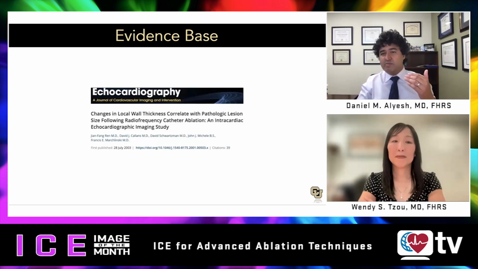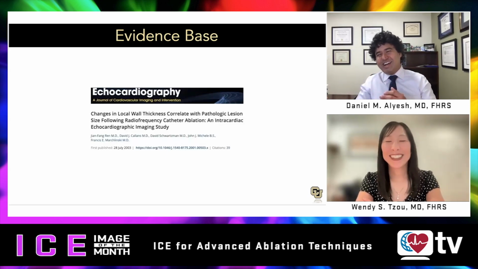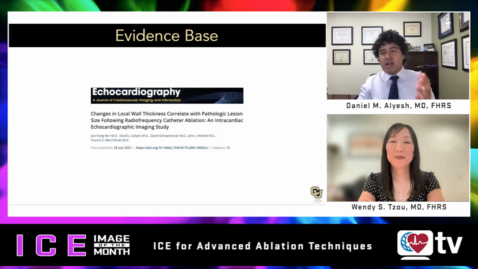And so it's a common practice amongst many circles to do this. And this is the evidence base for saying, hey, this does correlate with lesion size. The only issue I have with this paper would be that they probably flipped the ICE left and right, kind of like the way that Wendy does. Other than that, no, I think a great study. And Wendy, I'll have you comment on it as well.